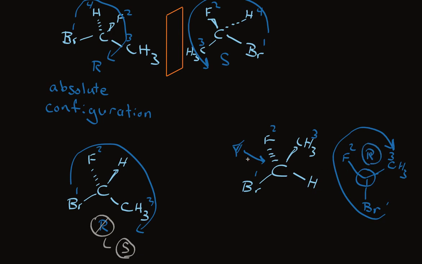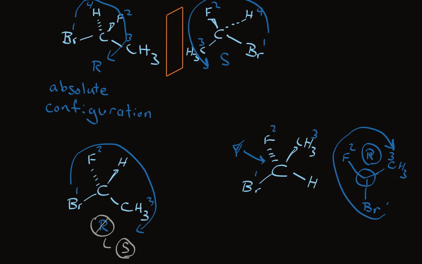So you see that we can assign the configuration, whether the lowest priority group is away from us, as convention dictates, or toward us, in which case we'll get the wrong answer and change it, or in the plane, in which case we'll orient our eye to sight down a line that sees the carbon first and the lowest priority group after that. Now we need a word to describe pairs of stereoisomers that are mirror images that are non-superimposable.